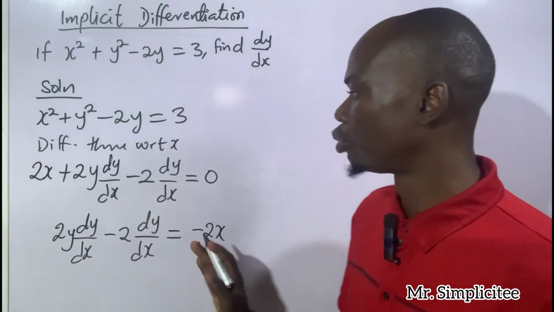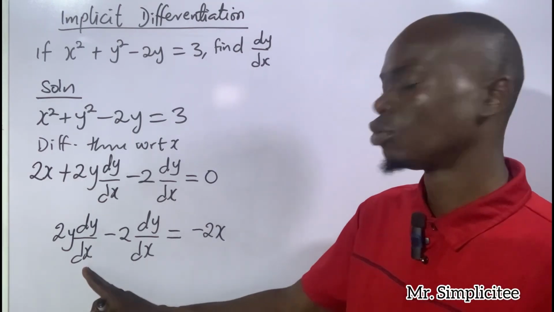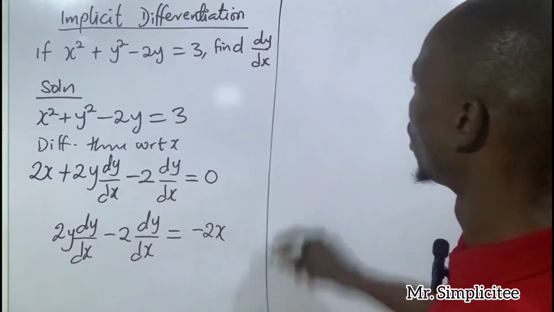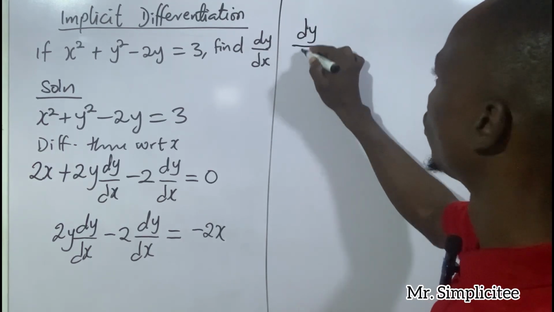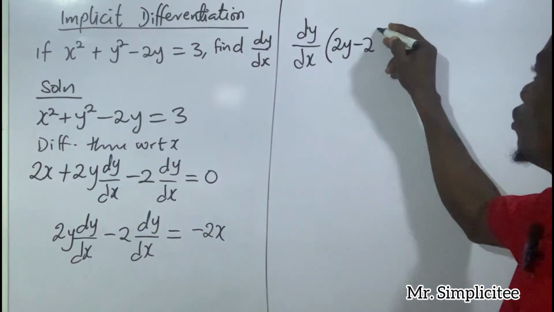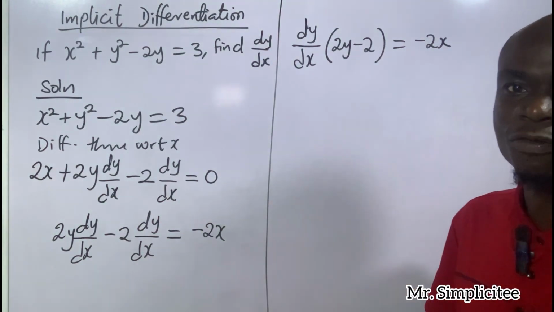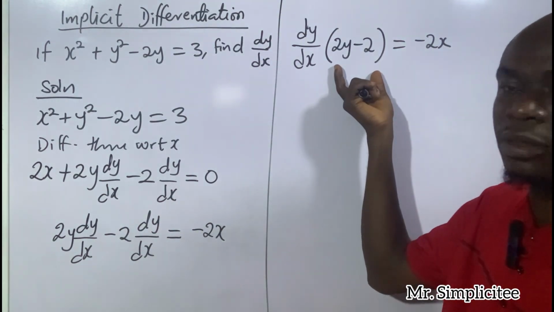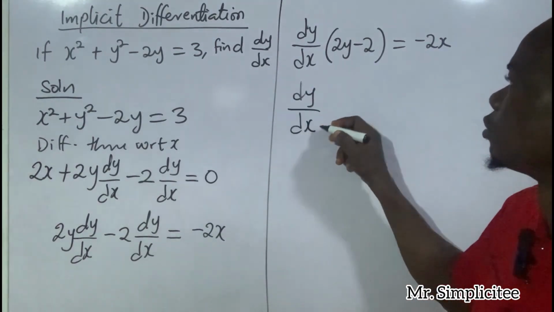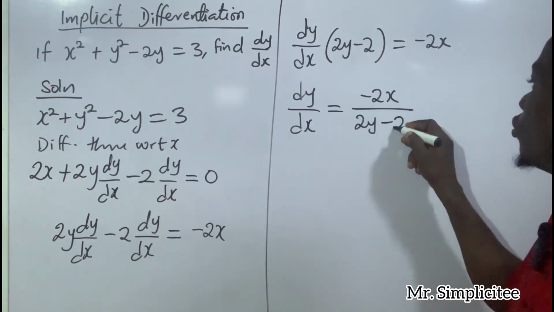So like I said, when you put the dy/dx to one side, what it does is that it allows you to factorize the dy/dx out of the expression on the left. So if I do that, now I'm going to have dy/dx into (2y minus 2) equal to minus 2x. Now it's easier to make dy/dx the subject of the formula. I just need to divide through by this. If I do that, I have dy/dx equal to minus 2x over (2y minus 2).